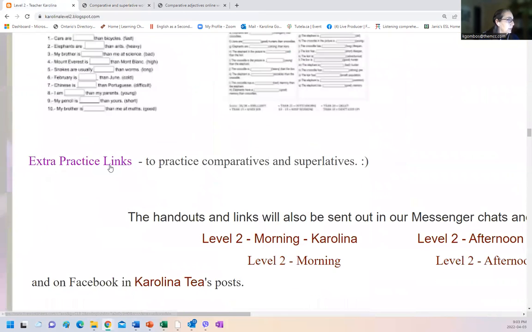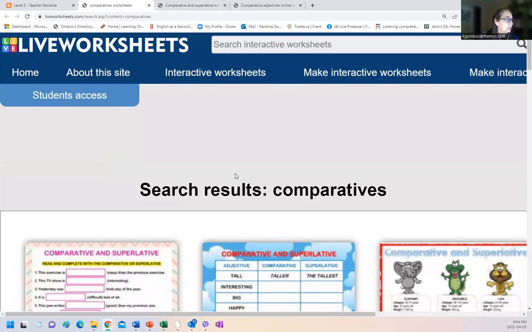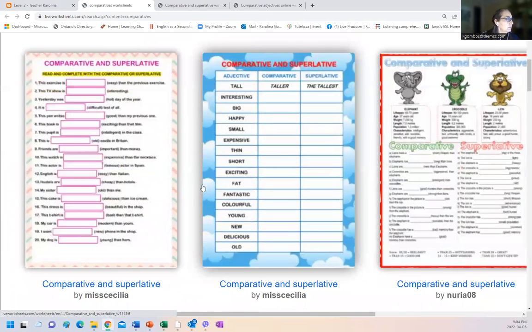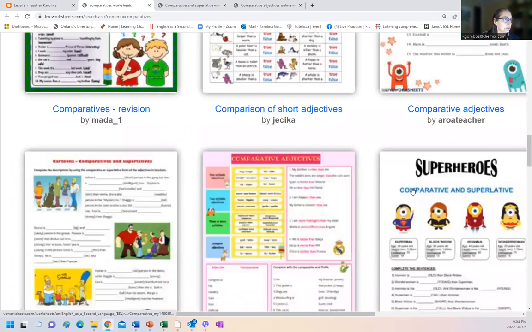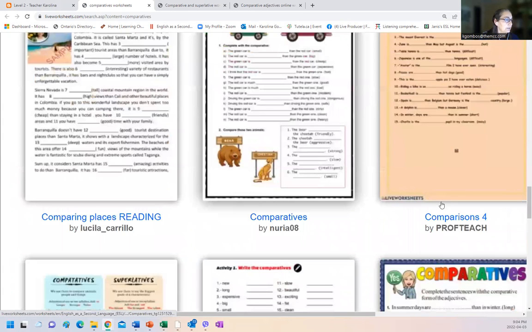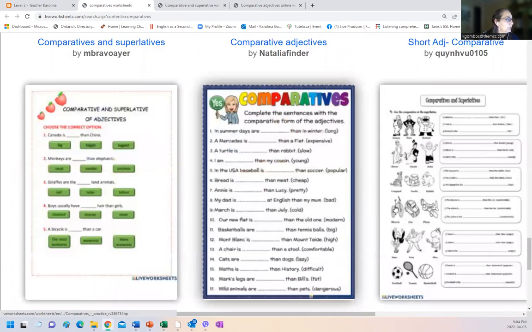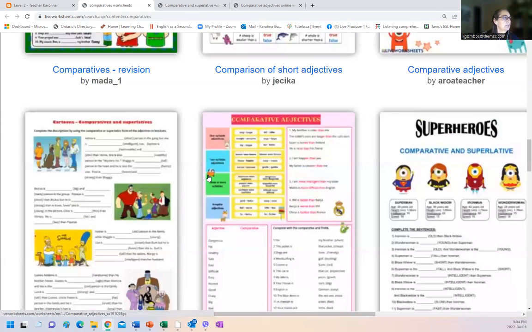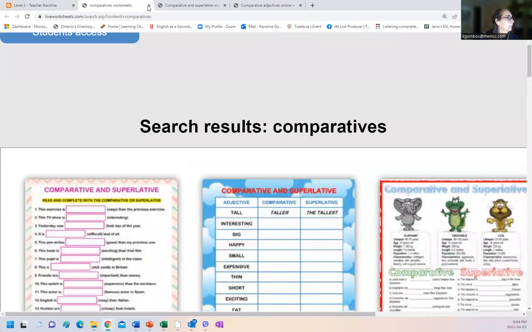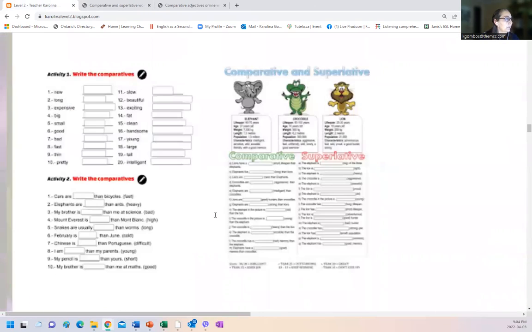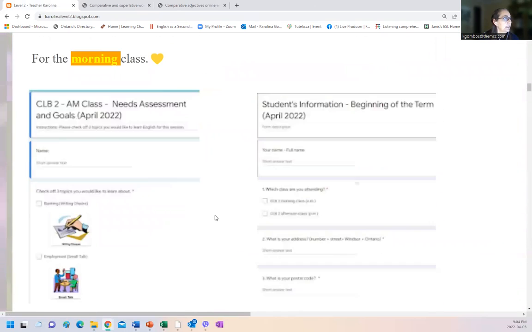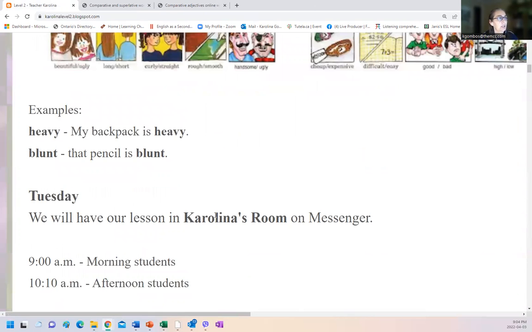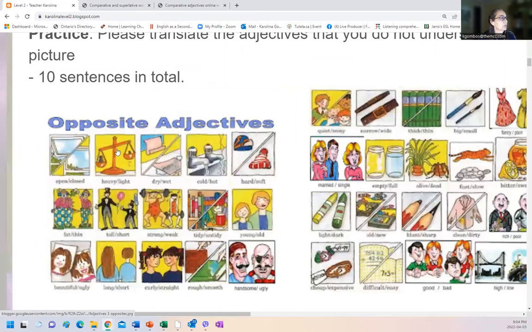Okay, and I put many extra links here. So if you click on it, you can do many comparative, superlative exercises on your weekend. And that's it. We are not doing too much this week because we are preparing for next week, going back to school. So that will be this week's explanation.